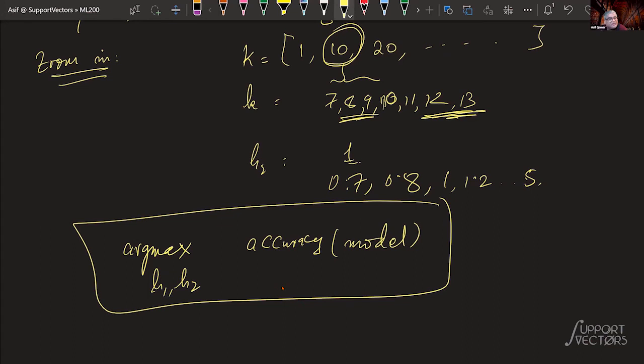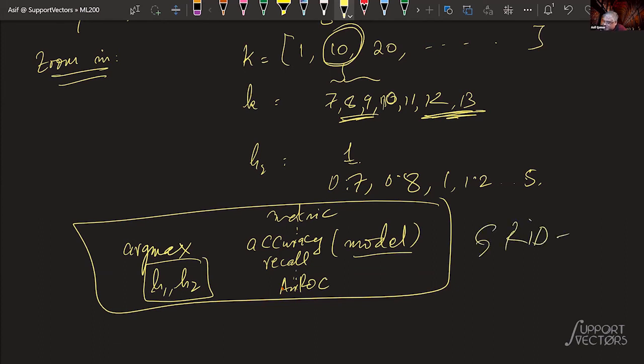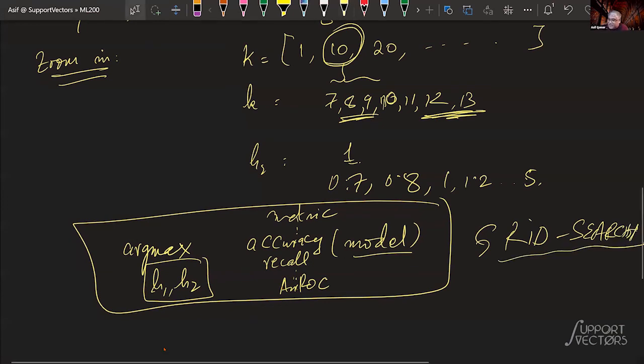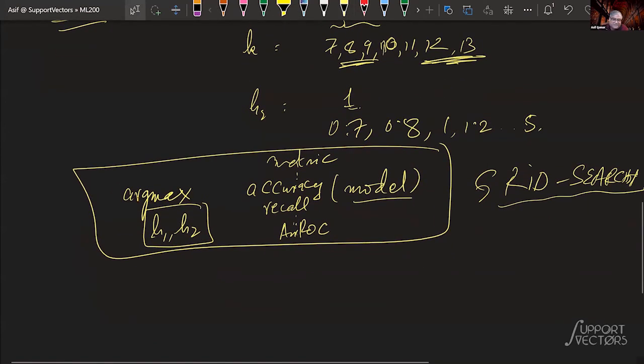This is what you're trying to do. It could be accuracy, recall, whatever metric that you want. Area under ROC curve. You can pick your metric and then you pick those values that are the best. This is called grid search. If you look at textbooks, they'll often mention grid search. It is the answer that you're supposed to give in interviews, etc.